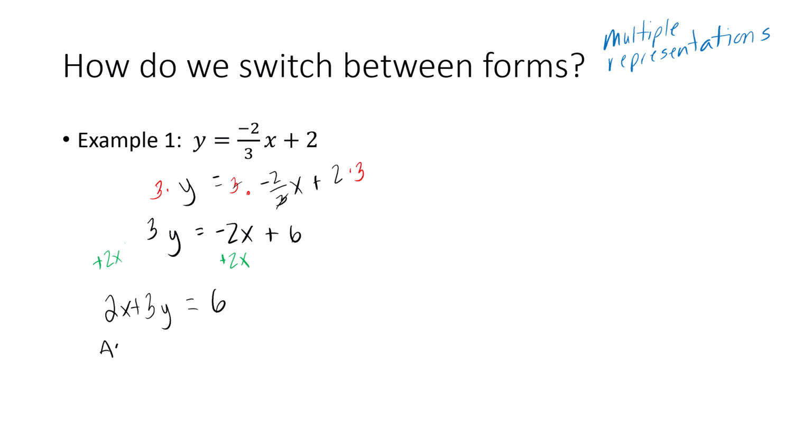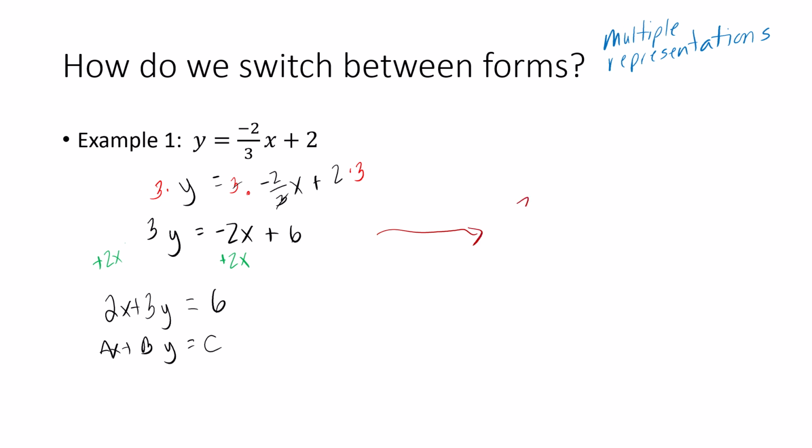And now just notice that it is now in the form ax plus by equals c, where a is 2, b is 3, and c is 6. Now, there are other ways you can do that. Some students would be very uncomfortable with how I did this right here. I added the 2x here. And so they might do this.